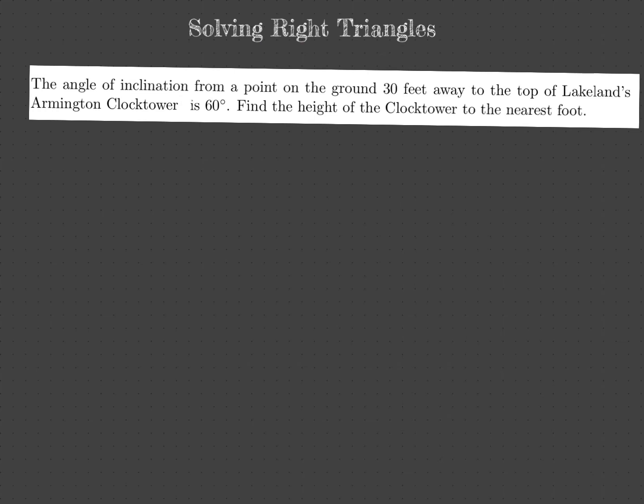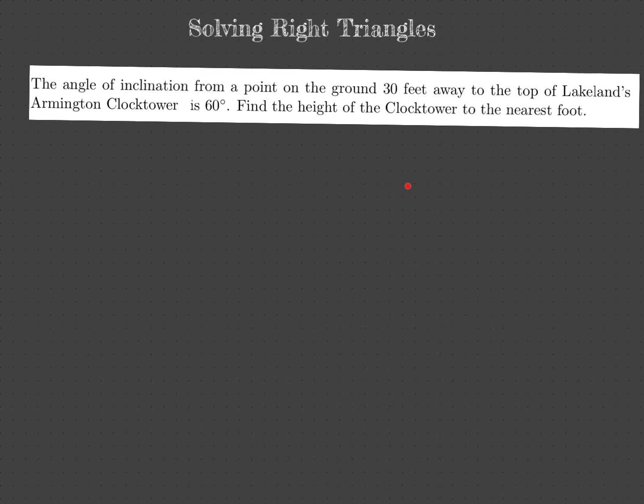In this problem, we do have an angle of inclination. The angle of inclination from a point on the ground 30 feet away to the top of Lakeland's Armington Clock Tower is 60 degrees. Find the height of the clock tower to the nearest foot. First thing we've got to do is draw it out. So we have some angle of inclination, so we know that there's a baseline, let's say it's the ground, and then we look up, 60 degrees going up, and we see the top of some clock tower.